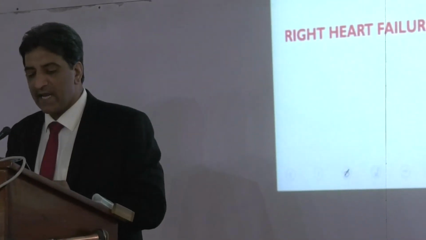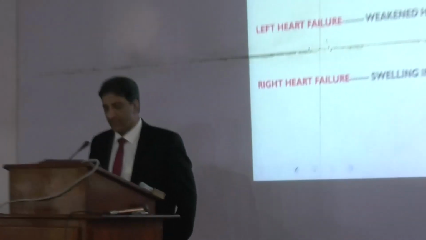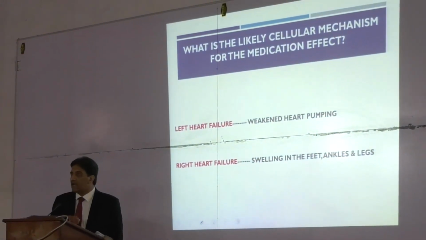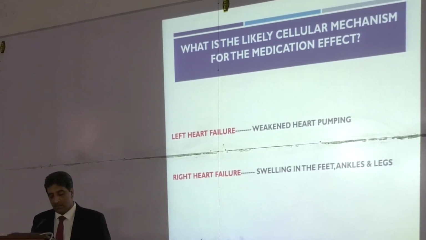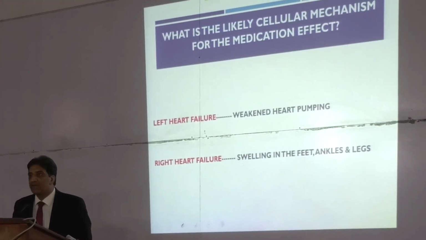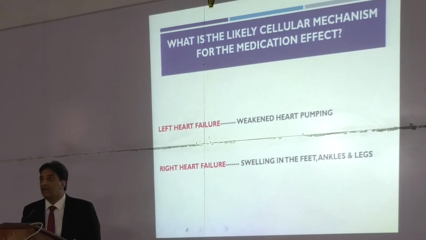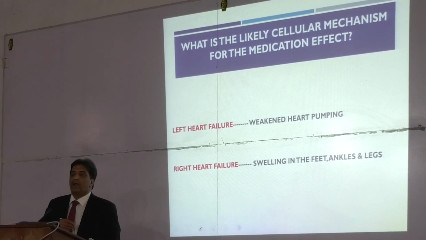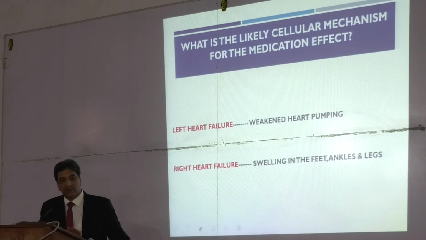So, what is the likely cellular mechanism of the medication effect? So, in left-sided heart failure, there is weakness of the left heart, that means the left ventricle. So, what measures can we adopt?